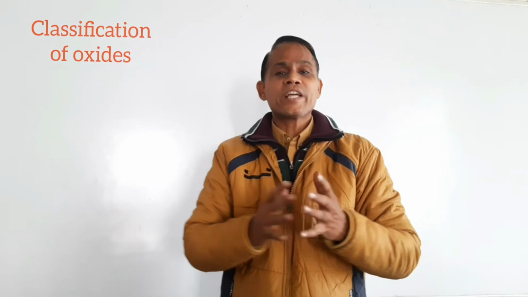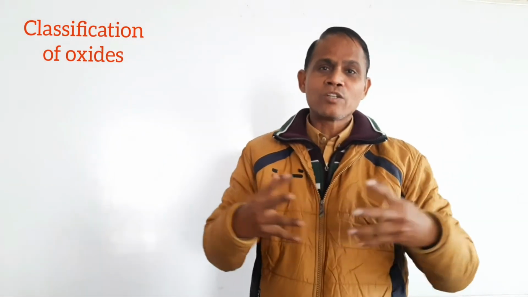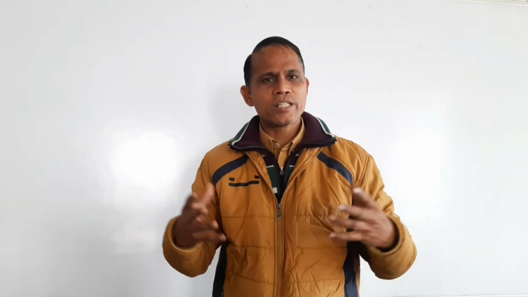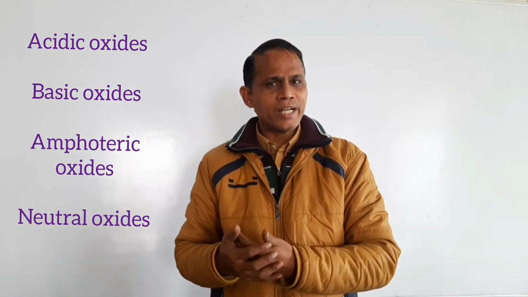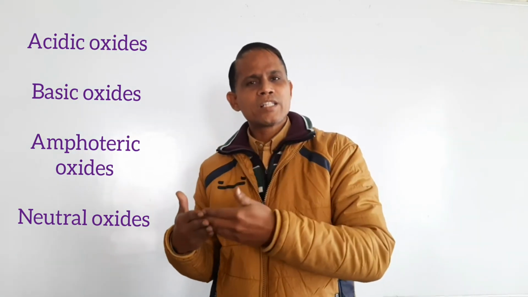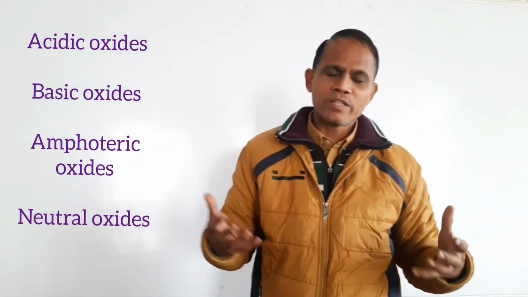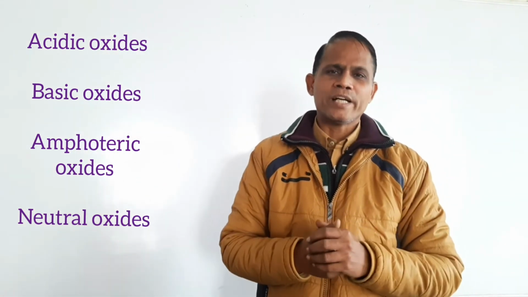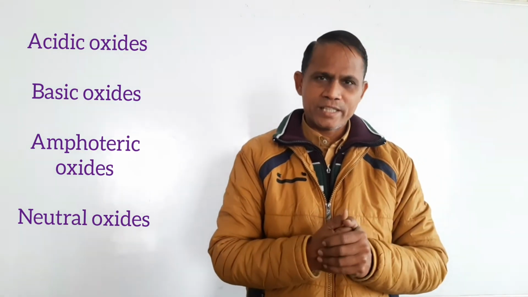Next thing which I am going to discuss with you is the classification of these oxides. Broadly, these oxides are classified into four categories. One is neutral oxide, another is acidic oxide, next is basic oxide, and the last one is amphoteric oxide. One by one I will be discussing them with you.